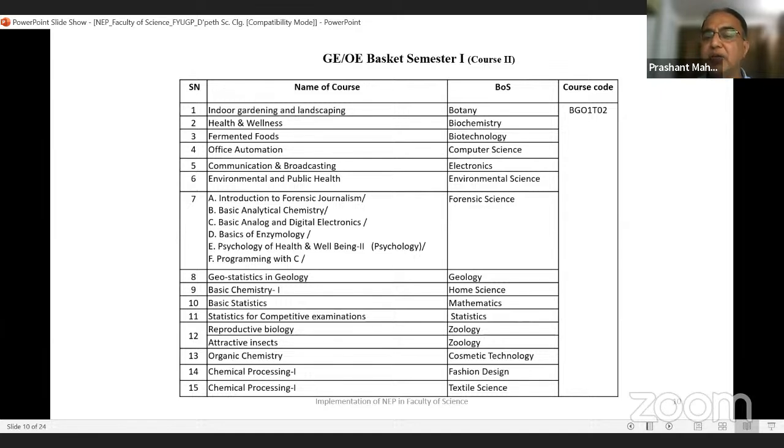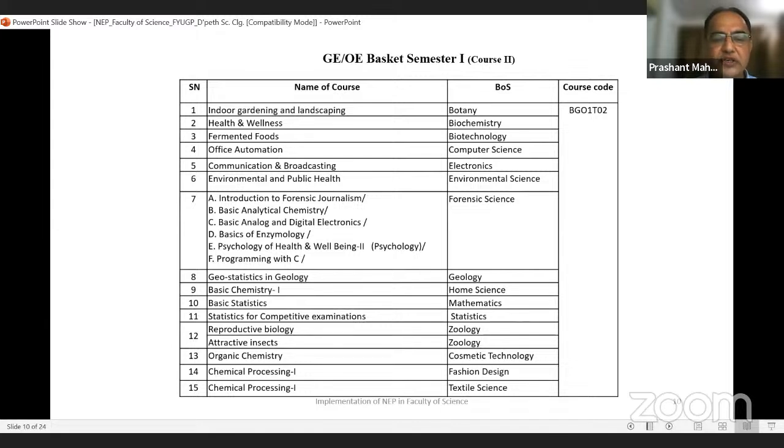B for BSc, or if you want to consider bachelor, but if we say bachelor, then it applies to commerce as well, to arts as well, to humanities as well. Therefore, I have given this B as BSc. GO means generic and open. That is the course code. And 1 means semester 1. Theory 2 means this is the second theory of the open elective.